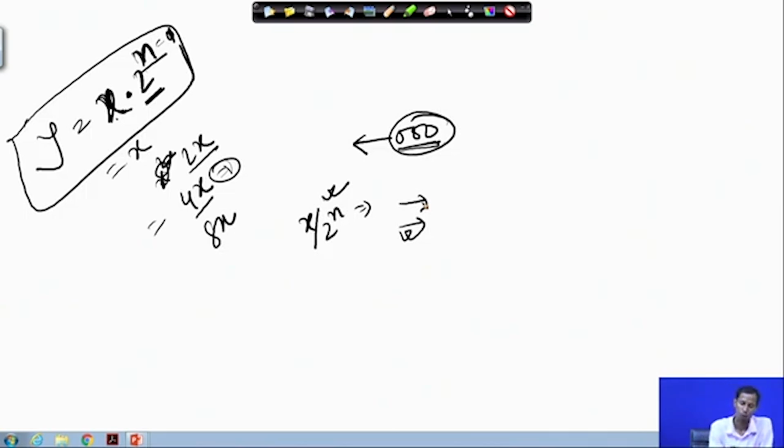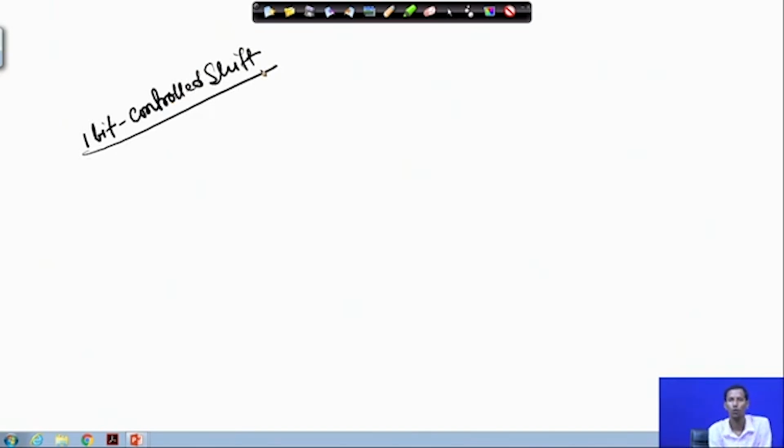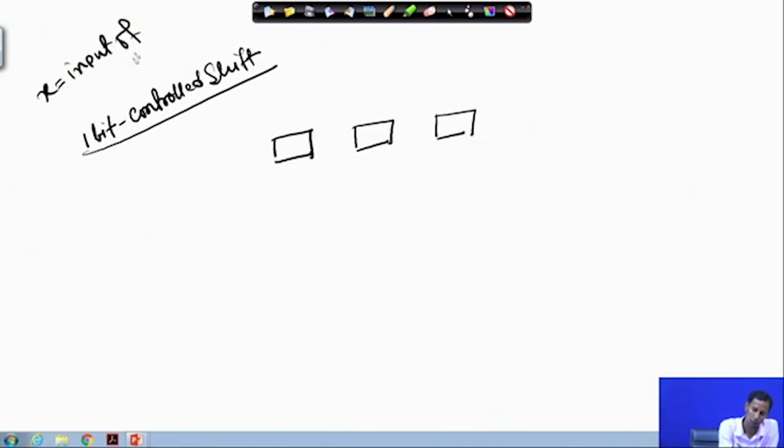Okay. So, for implementing this particular function, what I require is a 1 bit control shift operation. So, 1 bit control shift operation means what? I need 2:1 multiplexers. Suppose x is the input, of 16 bit, let us consider that, and I need 1 bit control shift of that. So, at that time what will be?